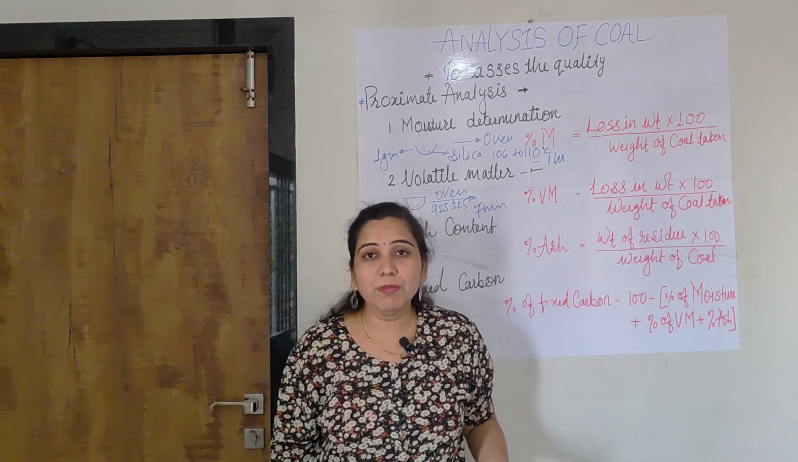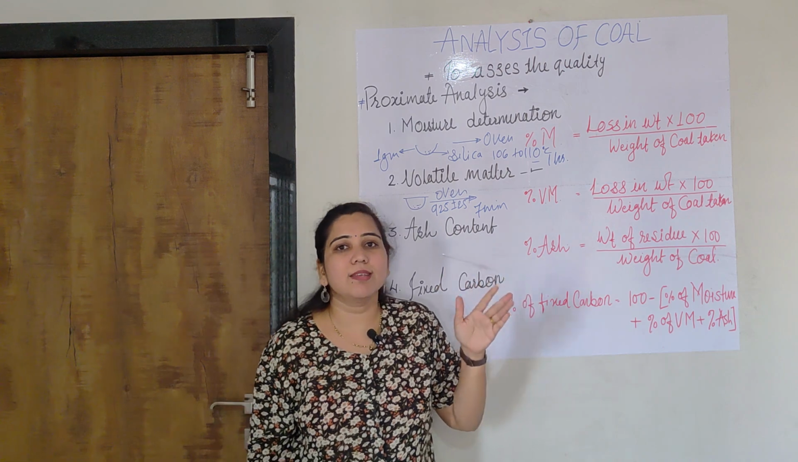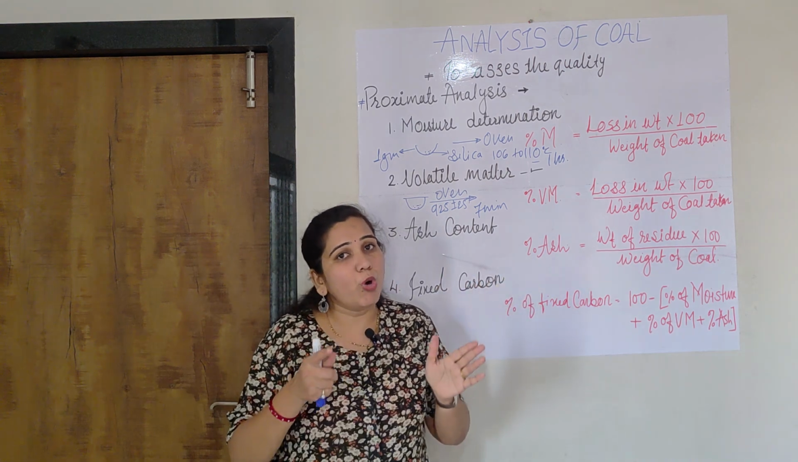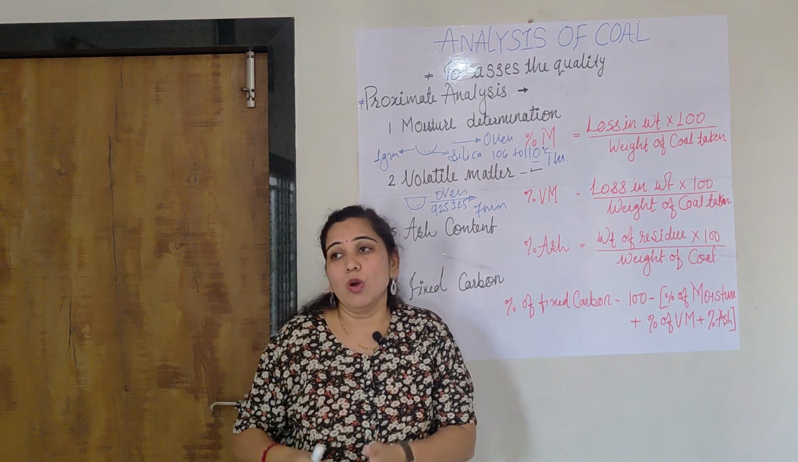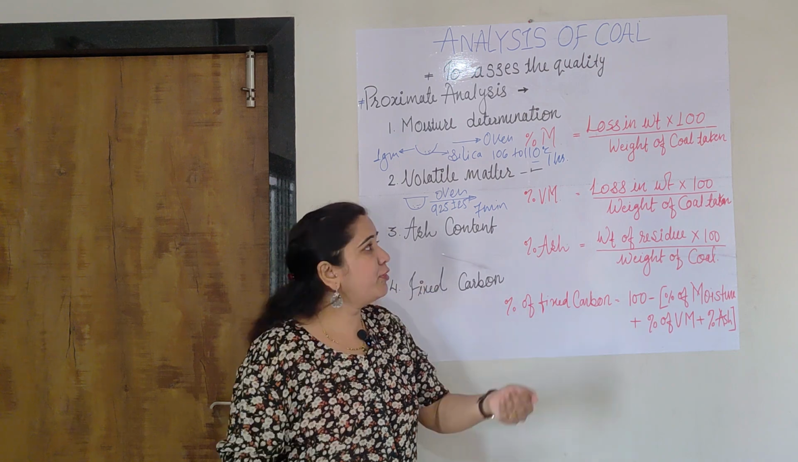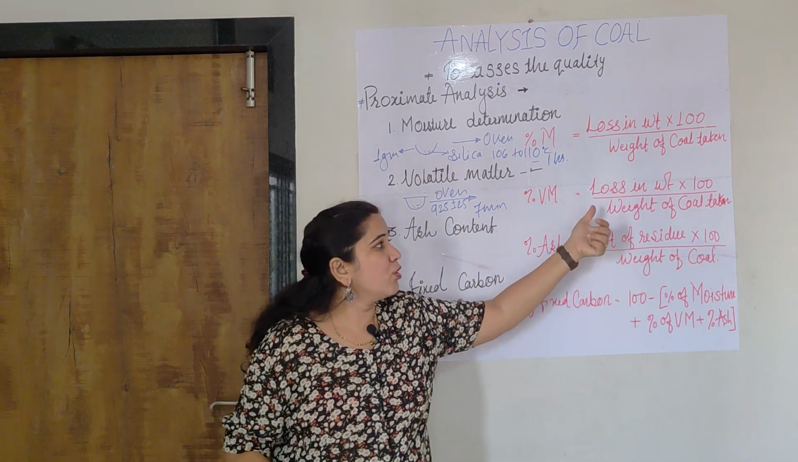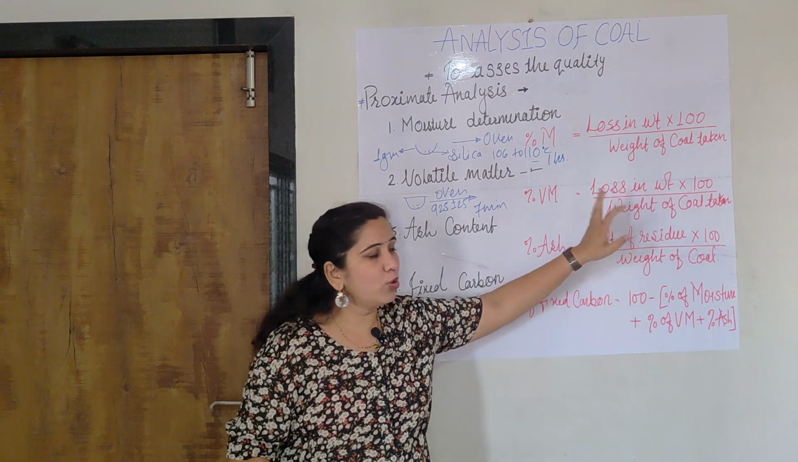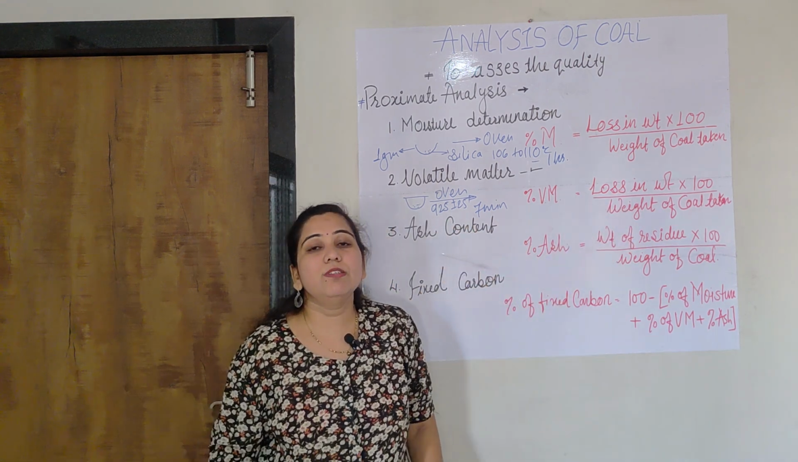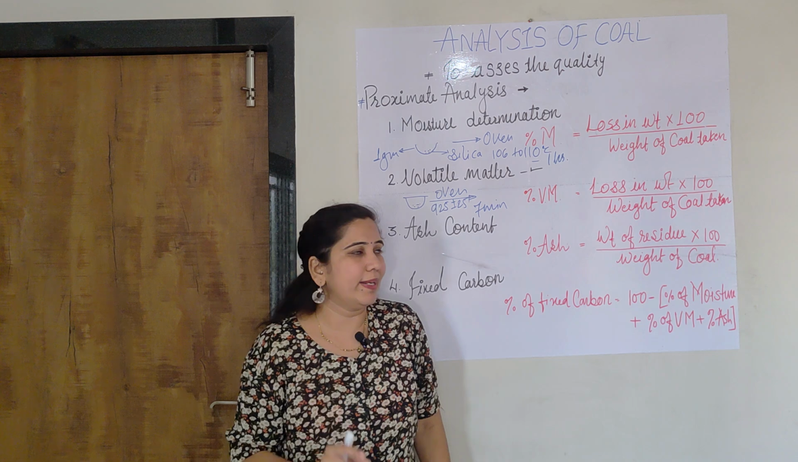Now here, loss in weight means what? Loss in weight is equal to the weight of moisture-free coal minus the weight of coal after the process of volatile matter removal, that is the loss in weight, into 100 upon total weight of coal sample. In this way we can calculate percentage of volatile matter.